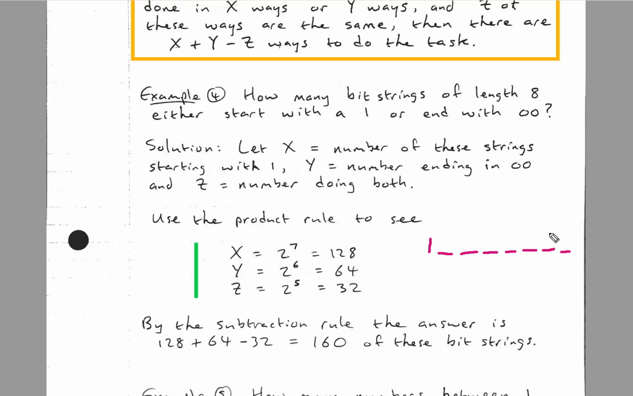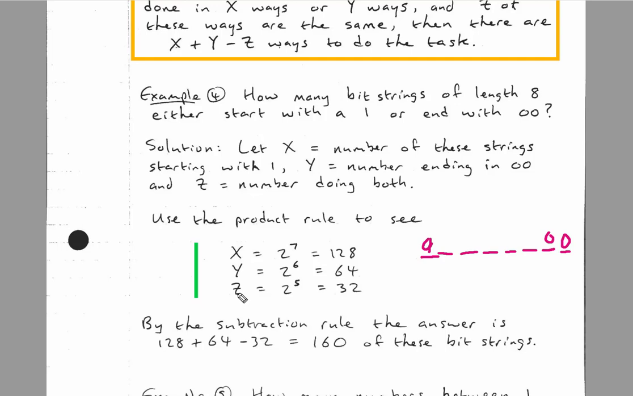For Y, the last two are zeros, so we don't have any choice there, but we do have 6 choices for the rest. This doesn't have to be 1, it could be a 0. So we have 2 choices, times 2 times 2, so 2 to the 6 ways. So Y is 2 to the 6, 64.